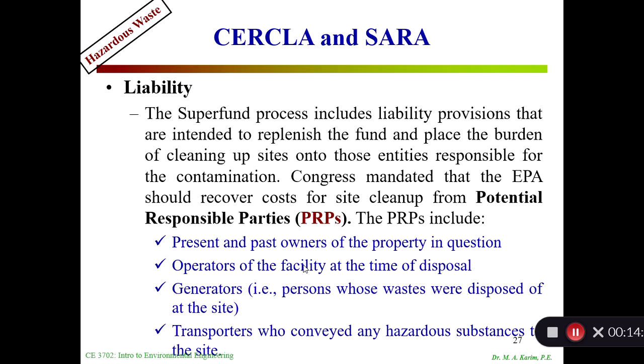Then, liability. The Superfund process includes liability provisions that are intended to replenish the fund and shift the burden of cleaning up sites. Congress mandated that the EPA should recover costs for site cleanup from potentially responsible parties, PRPs. The PRPs include the present and past owners of the property in question, owners of the facility at the time of disposal, generators, whoever generated the waste and disposed of it there, and transporters who transported any hazardous substance to the site. So these are the ones.